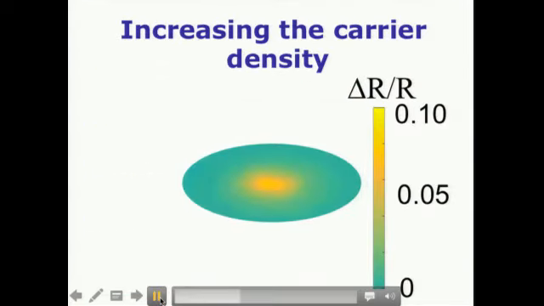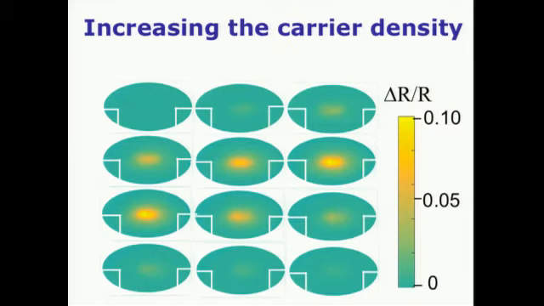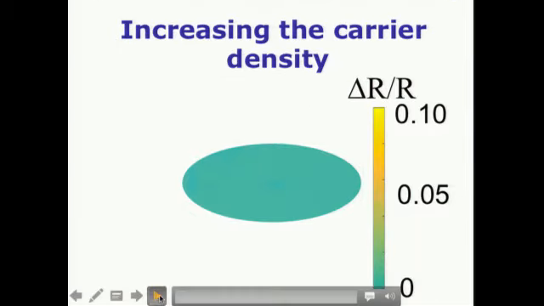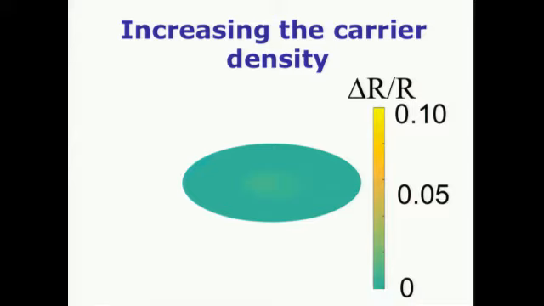So as you increase the carrier density, you see the flow and then it disappears. Initially there is no flow. Then as you increase the carrier density, you start seeing the change in resistance, and at a certain point it disappears again. This can be explained by a simple picture where you just have a river with no water in it. So basically the river is dry.